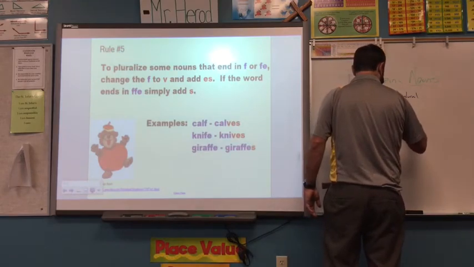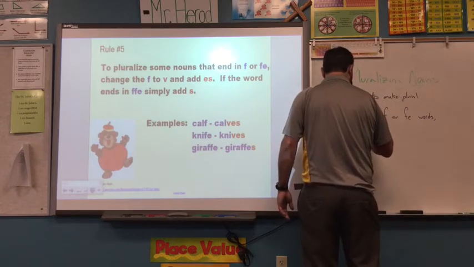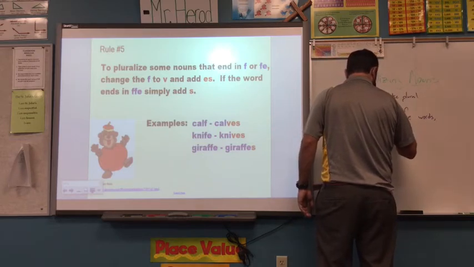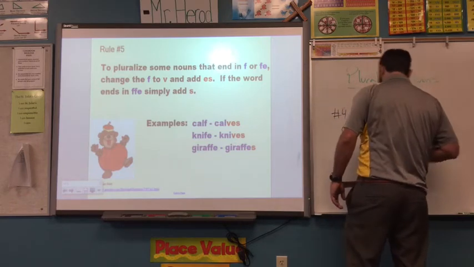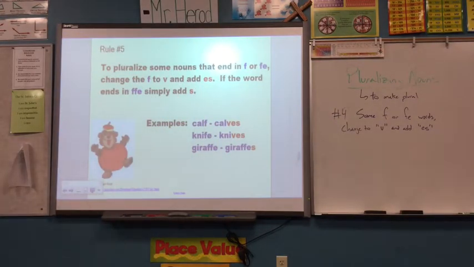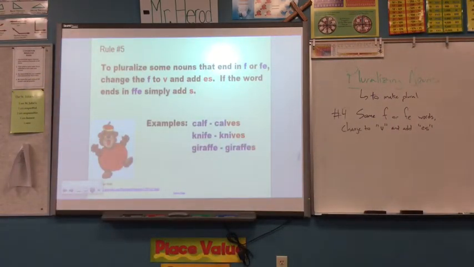It's confusing. It's like the same thing, except one more F, and then you change it to add an M. English. Can't you just be nice for once? So the rule is a terrible rule because it's not all the time, but there it is. I wrote it kind of more simply: some F or FE words change to V and add ES. And you see that with calf to calves, knife to knives. But it doesn't always work.